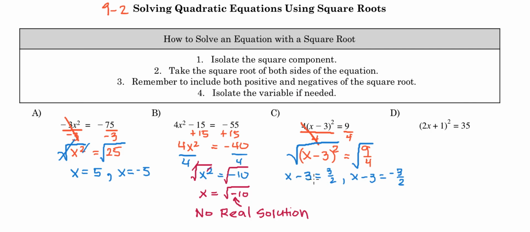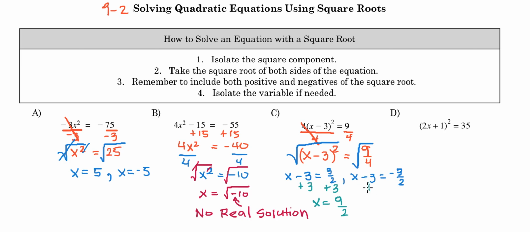So you'll notice that the variable is not by itself yet. So we want to get it by itself by adding 3 to both sides of the equation. So we add 3 to both sides. Now on this one here, you're going to want to find a common denominator. And when you add 3 over 2 to 3, you end up getting 9 over 2.